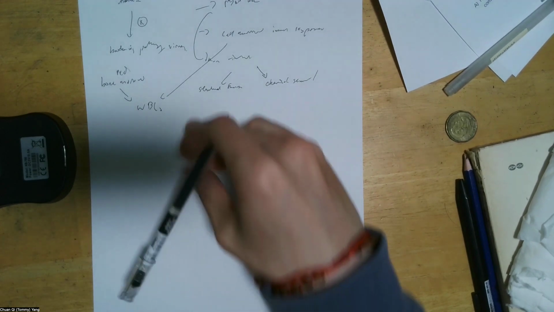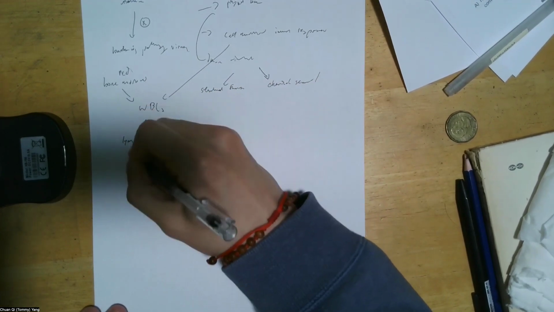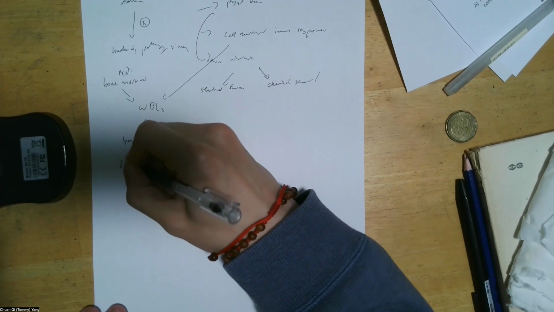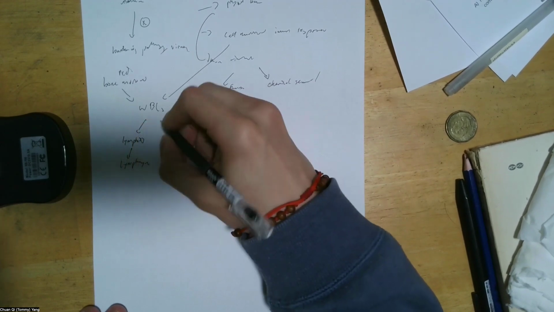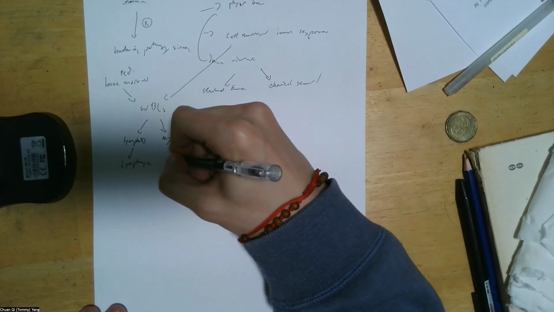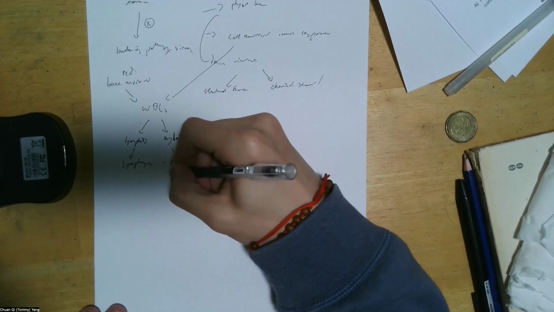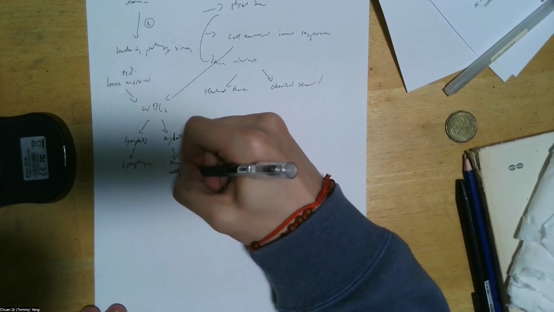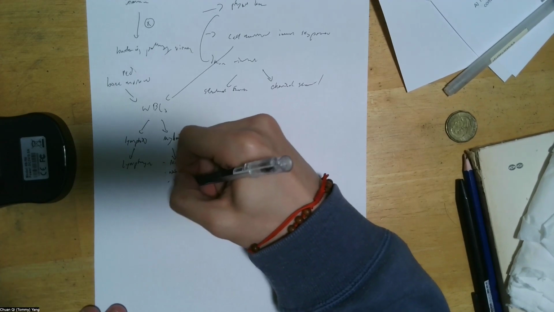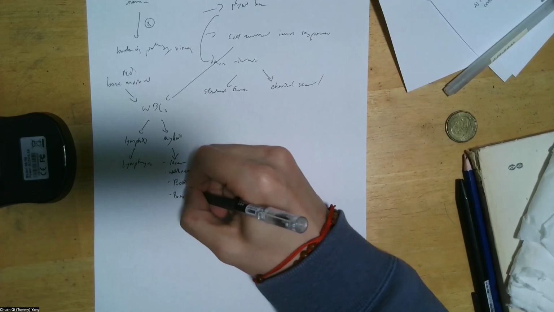If it's from lymphoid progenitors, it's going to become a lymphocyte. Whereas if it's a myeloid progenitor, it's going to be a monocyte, neutrophil, eosinophil, or basophil.